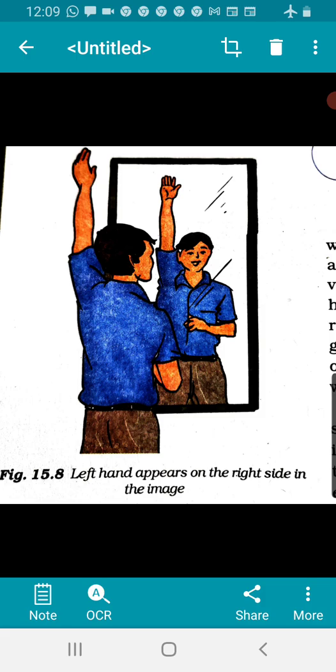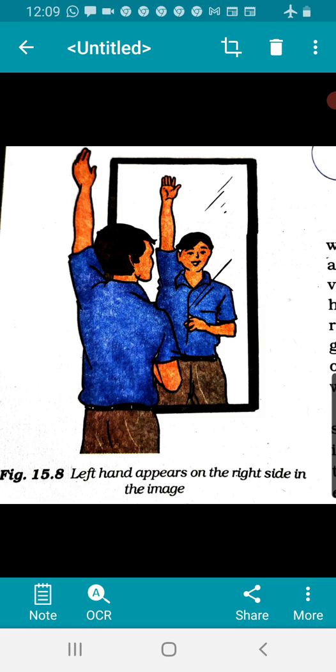Raise your left hand. Which hand does your image raise? Now touch your right ear. Which ear does your hand touch in your image? Observe carefully. You will find that in the mirror, the right appears left and the left appears right. Note that only sides are interchanged. The image does not appear upside down.